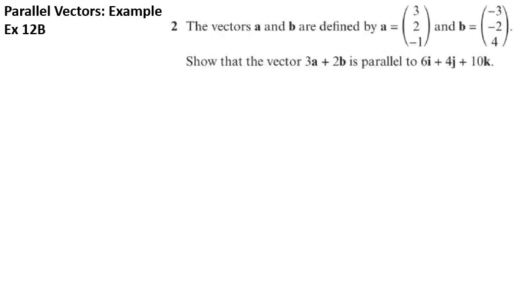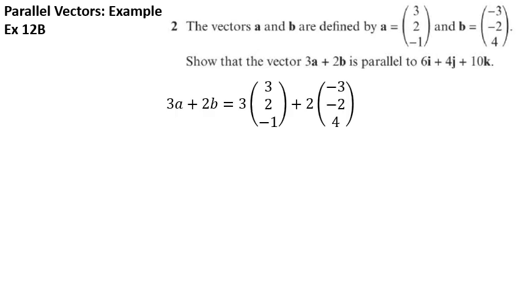Let's try an example involving parallel vectors now. We're told that we need to show that a particular vector is parallel to another vector. That vector is itself a combination of the two vectors they've given us, a and b. So the first thing I'm going to do is work out what 3a plus 2b would look like if we write it in its fully simplified form.